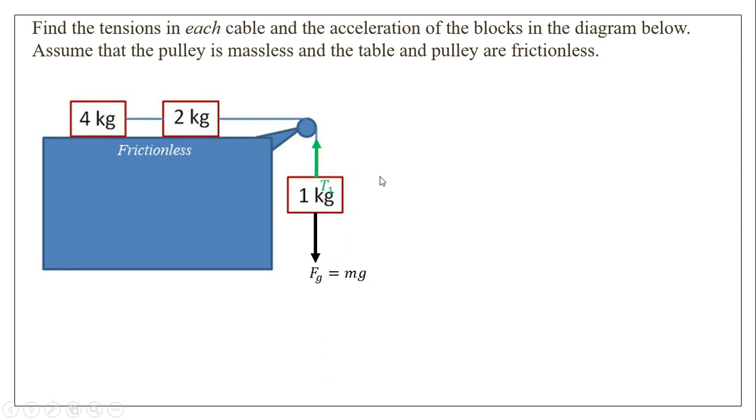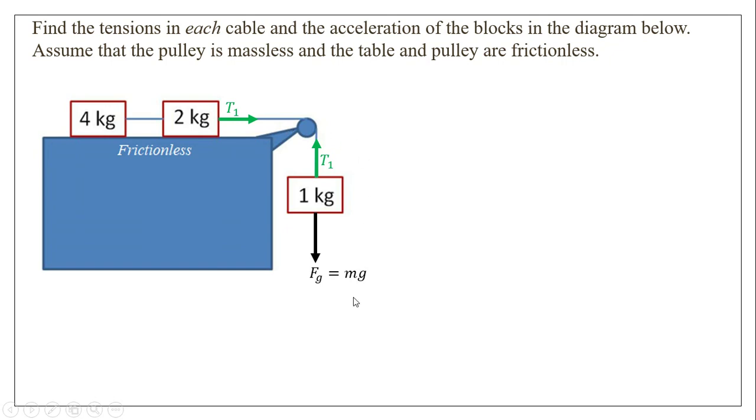Opposing that would be the tension in the cable. Here I drew the green arrow for the tension in the cable, which I call T1, just slightly smaller. It has to be a little smaller in order for the system to accelerate downward. Then for the 2 kilogram block in the middle, this vector is also T1. T1 opposes the 1 kilogram, but it actually causes the 2 kilogram to move to the right as the system accelerates to the right.